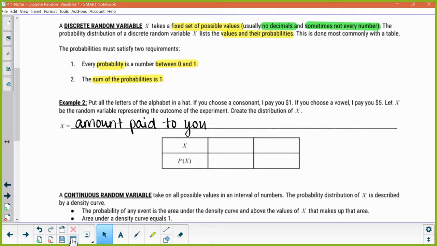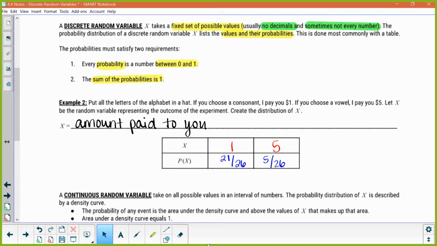So you have two possible amounts that you can be paid. You can either be paid $1 or you can be paid $5. Now, then we have to look at, okay, what's the probability of you winning each amount? The easier one to approach is vowels because we kind of know how many vowels there are right off the top of our head. Like I said, A, E, I, O, U. That's 5 out of the 26 letters of the alphabet. And that leaves us with 21 over 26 for the possibility of winning $1.